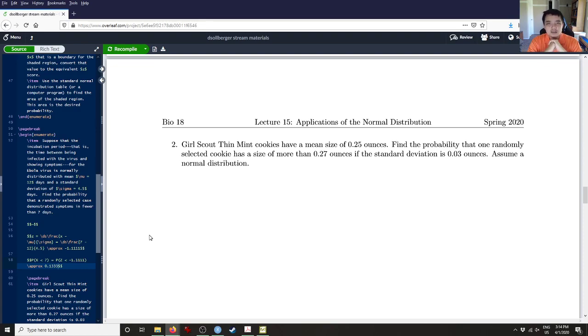All right, here in the second example, I said that Girl Scout Thin Mint cookies have a mean size of 0.25 ounces. We're going to find the probability that one randomly selected cookie has a size more than 0.27 ounces if the standard deviation is 0.03. And we're going to assume a normal distribution.